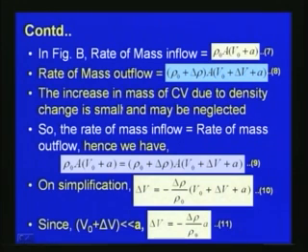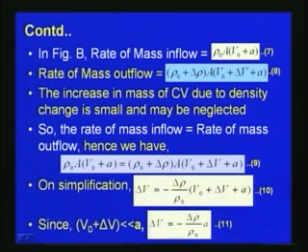Now the increase in mass of the control volume due to density change is small and may be neglected, so that the rate of mass inflow is equal to the rate of mass outflow. With the small control volume which we consider between section 1 and 2 in the pipe or closed conduit, the rate of increase or decrease of mass will be much less. So, we can equate the rate of mass inflow to the rate of mass outflow.